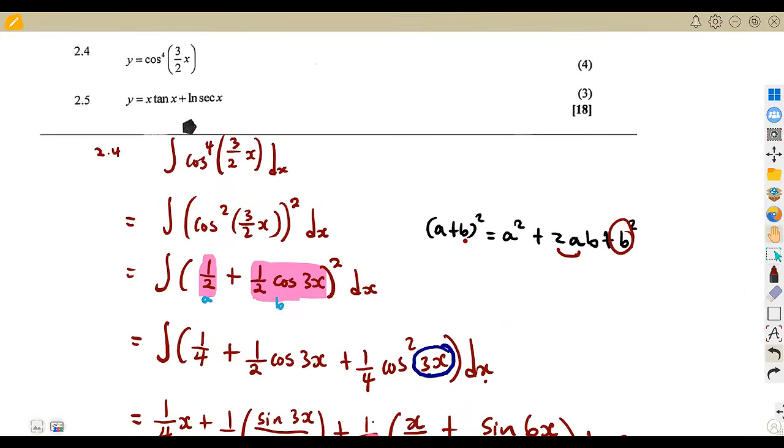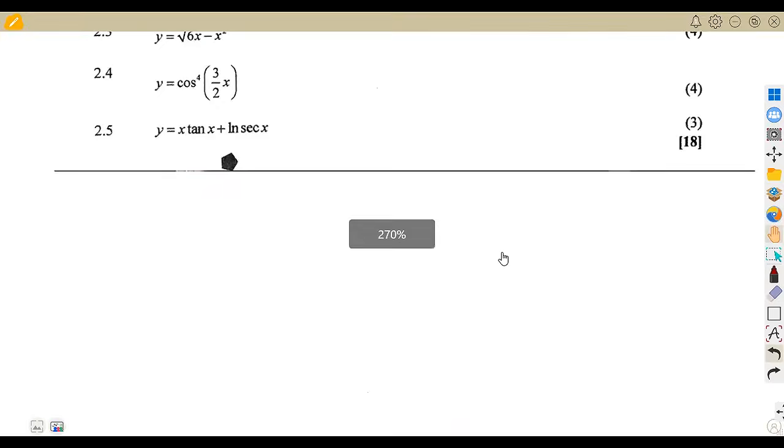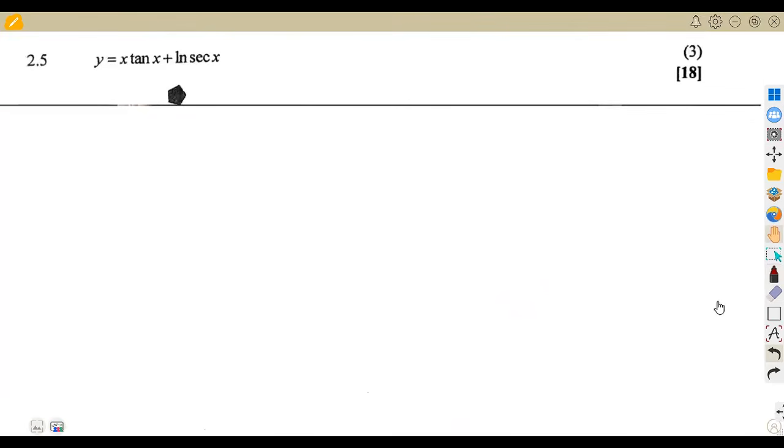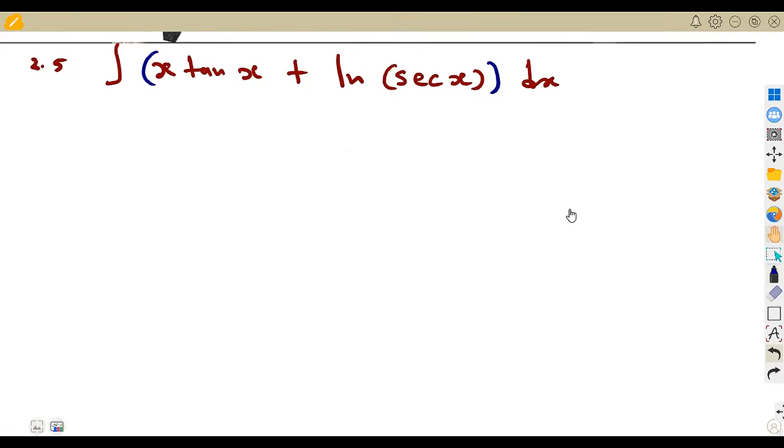All right. Number 2.5, which is the last part of our question here, is given to integrate. This is x tan x plus the ln of sec x. So this is ln sec x, a single term like this. You're supposed to integrate this whole part with respect to x. Let us just open a bracket and see what is going to be helpful. Let's think along the lines here.